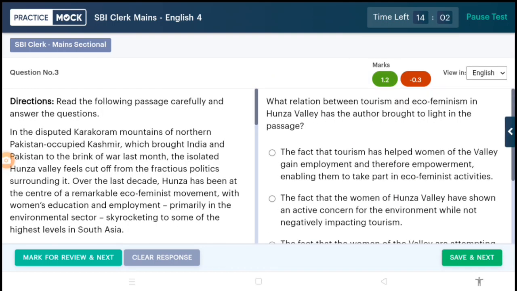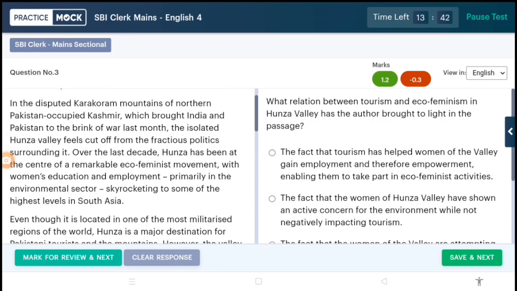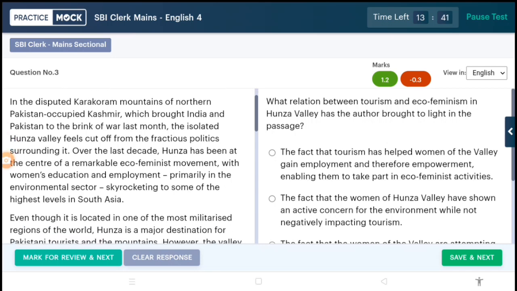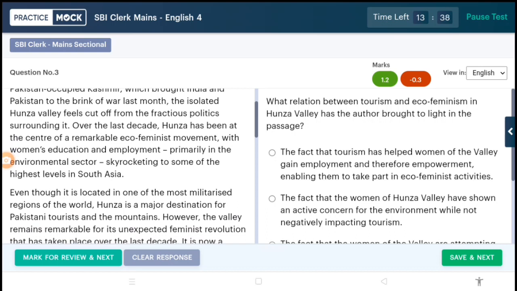The disputed Karakoram mountains of northern Pakistan-occupied Kashmir brought India and Pakistan to the brink of war last month. The isolated Hunza Valley feels cut off from the fractious politics surrounding it. Over the last decade, Hunza has been at the center of a remarkable eco-feminist movement, with women's education and employment, primarily in the environmental sector, skyrocketing to some of the highest levels in South Asia.